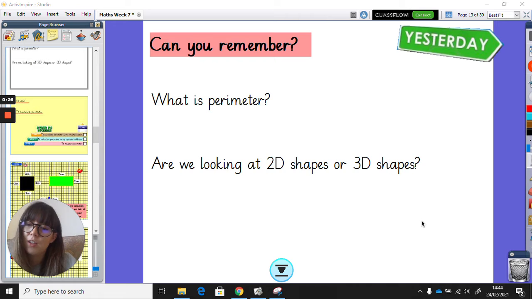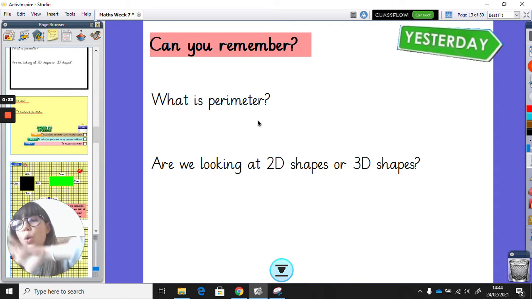So, you should have paused the video, let's go through the answers. So, a perimeter is the distance all the way around a 2D shape. Now that is going to give you a clue to the next question. Doesn't matter if you didn't write exactly that, but basically the perimeter is when you measure all the way around the sides of a 2D shape. So, question, are we looking at 2D shapes or 3D shapes? We're looking at 2D shapes today, okay? Perimeter is the distance all the way around a 2D shape.